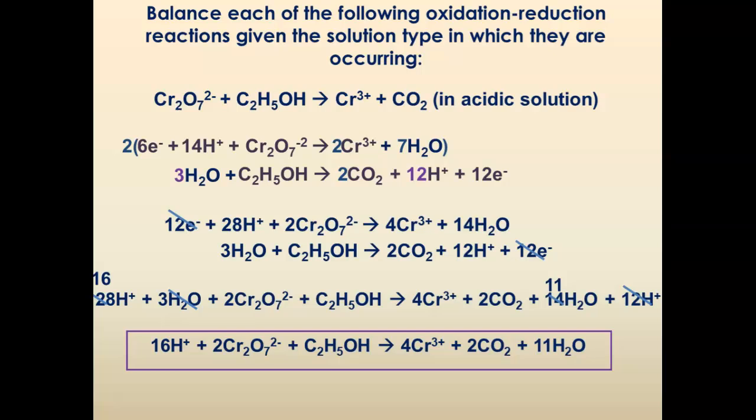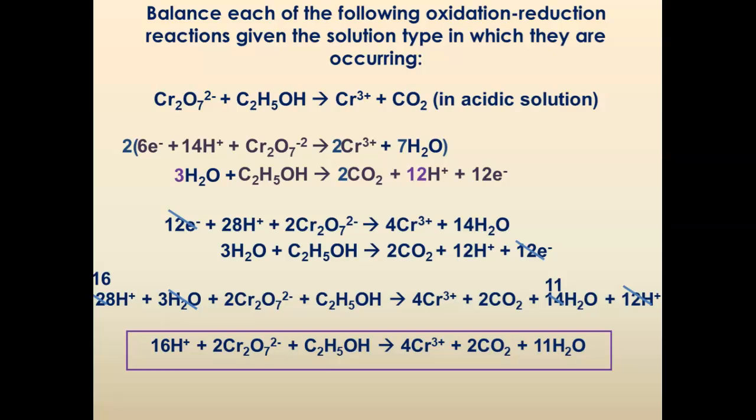And then I can rewrite the equation to show just what actually changed, the net changes that occurred. And if I take a look, I will see that I have 22 hydrogens on both sides of the equation. I have 4 chromiums on both sides. I have 15 oxygens on both sides. I have an overall charge of 12 plus on both sides of the equation. So you can always double check your work to make sure it's fully balanced.